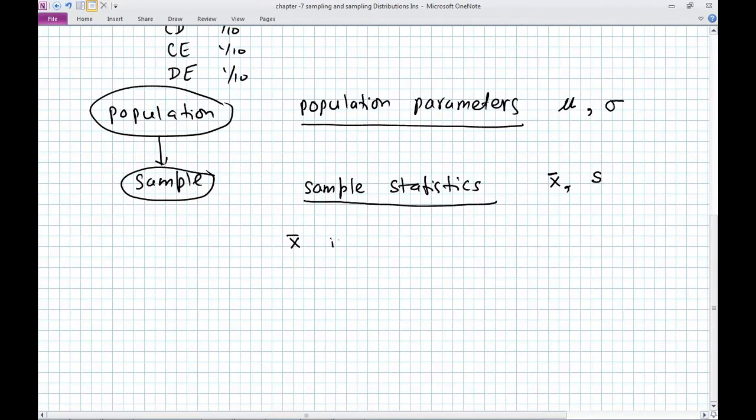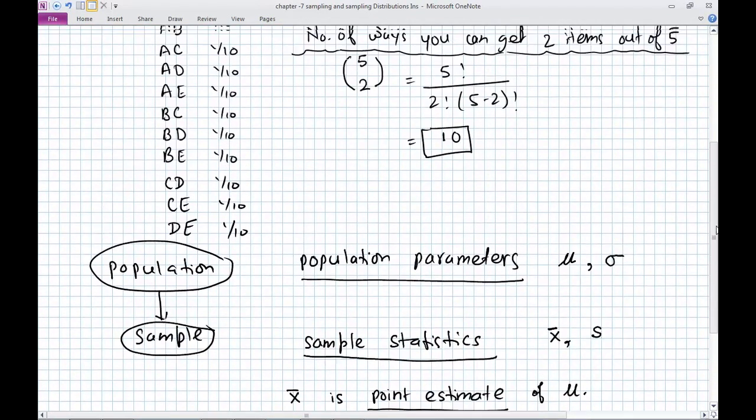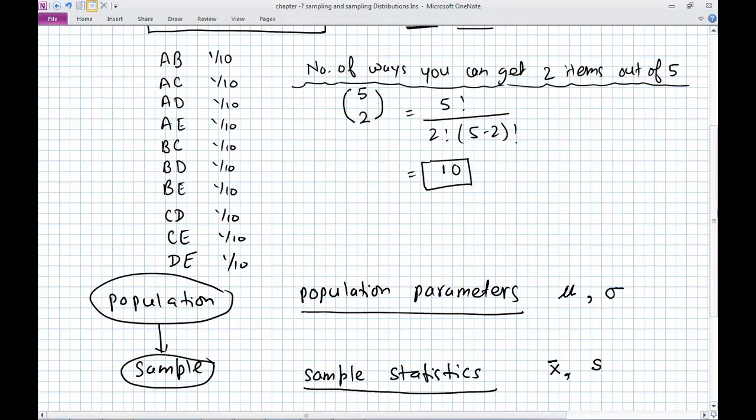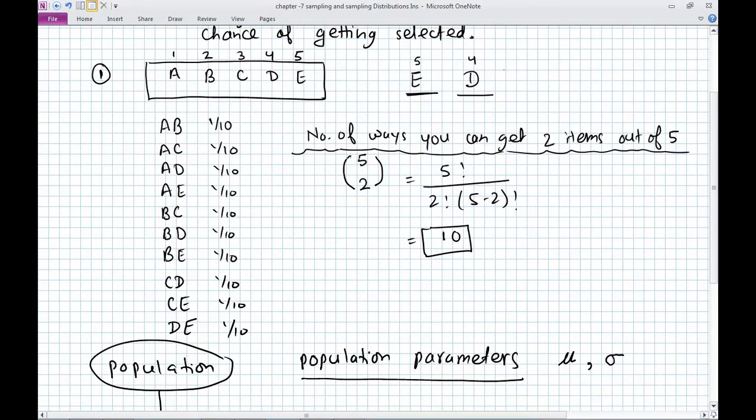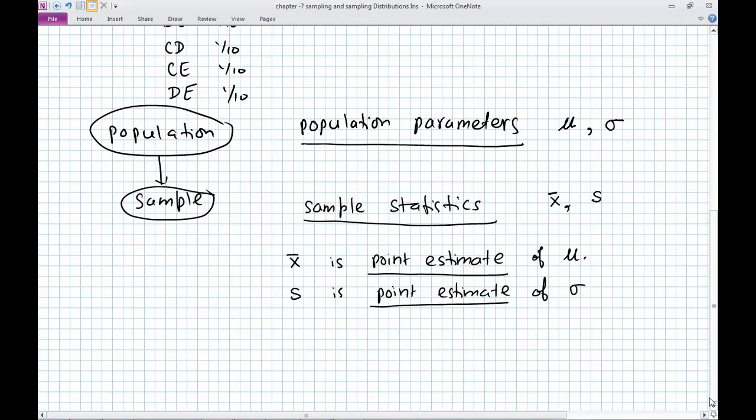So x bar is called a point estimate of mu. It is called point estimate of mu because it's a single point. Similarly, s is a point estimate of population standard deviation sigma. Because there are so many different samples possible, for example, in the previous example, out of 10 possible, we just got one of them and it happened to be E and D. But we could have got AB also or AD also. So from 10 numbers, if you pick two numbers, you can get maybe 1 and 2 and your average may be 1.5.